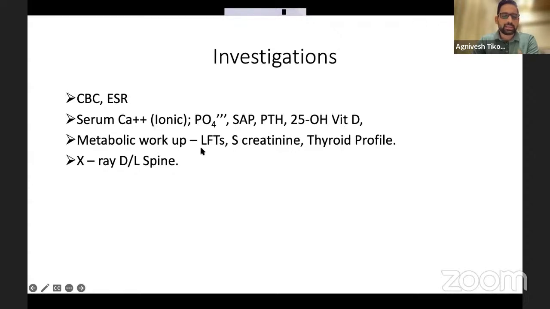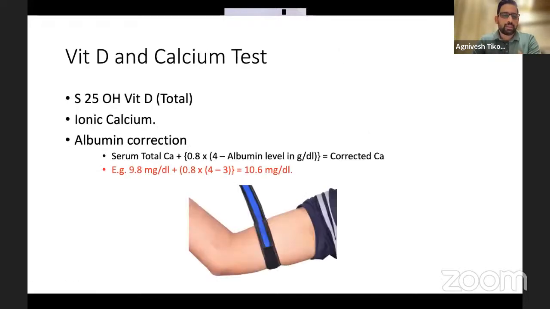Metabolic workup, basic: you should check the history and see if the patient does not have any liver disorder or kidney disorder or any other condition. Thyroid is a common cause for osteoporosis, so it should also not be missed. So vitamin D, and this calcium test.